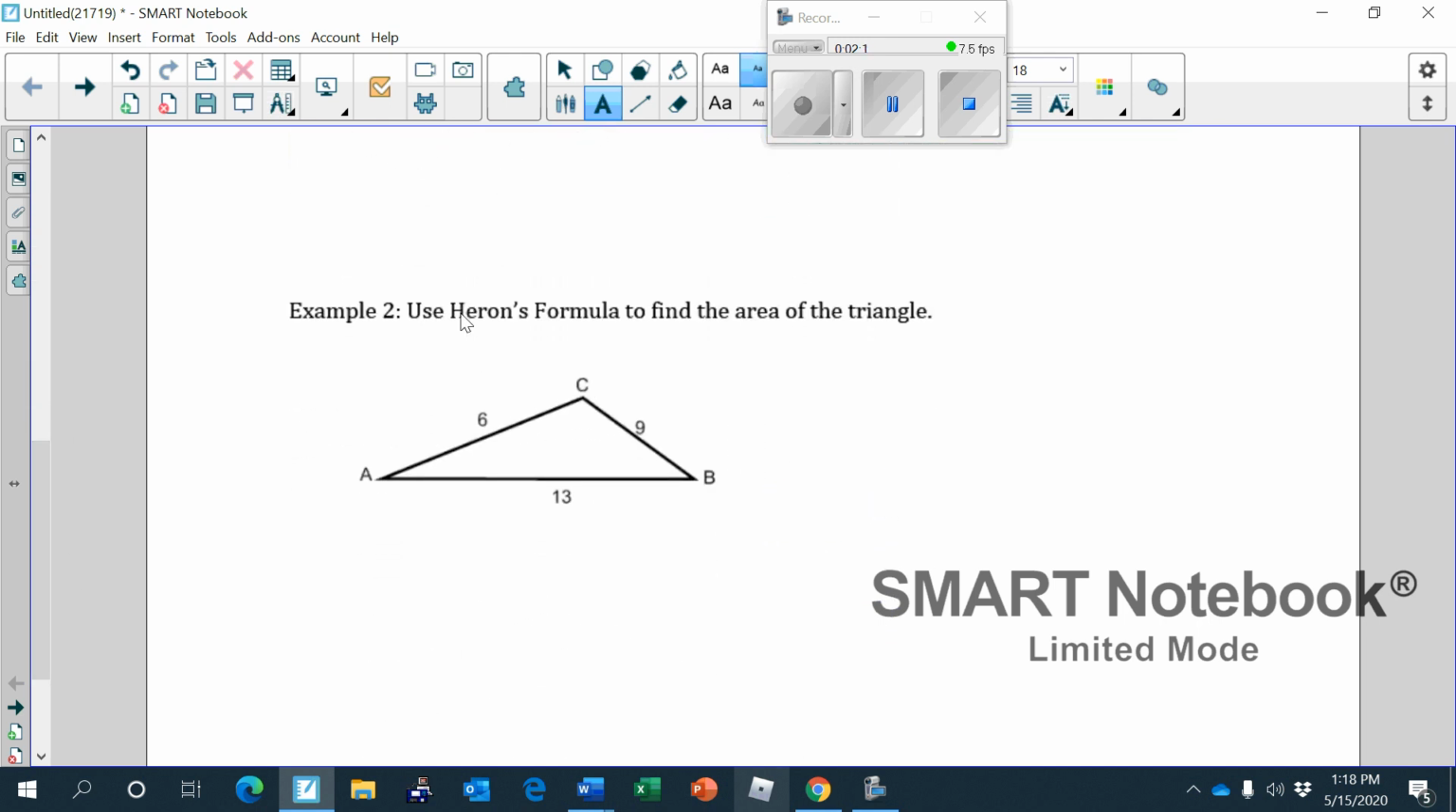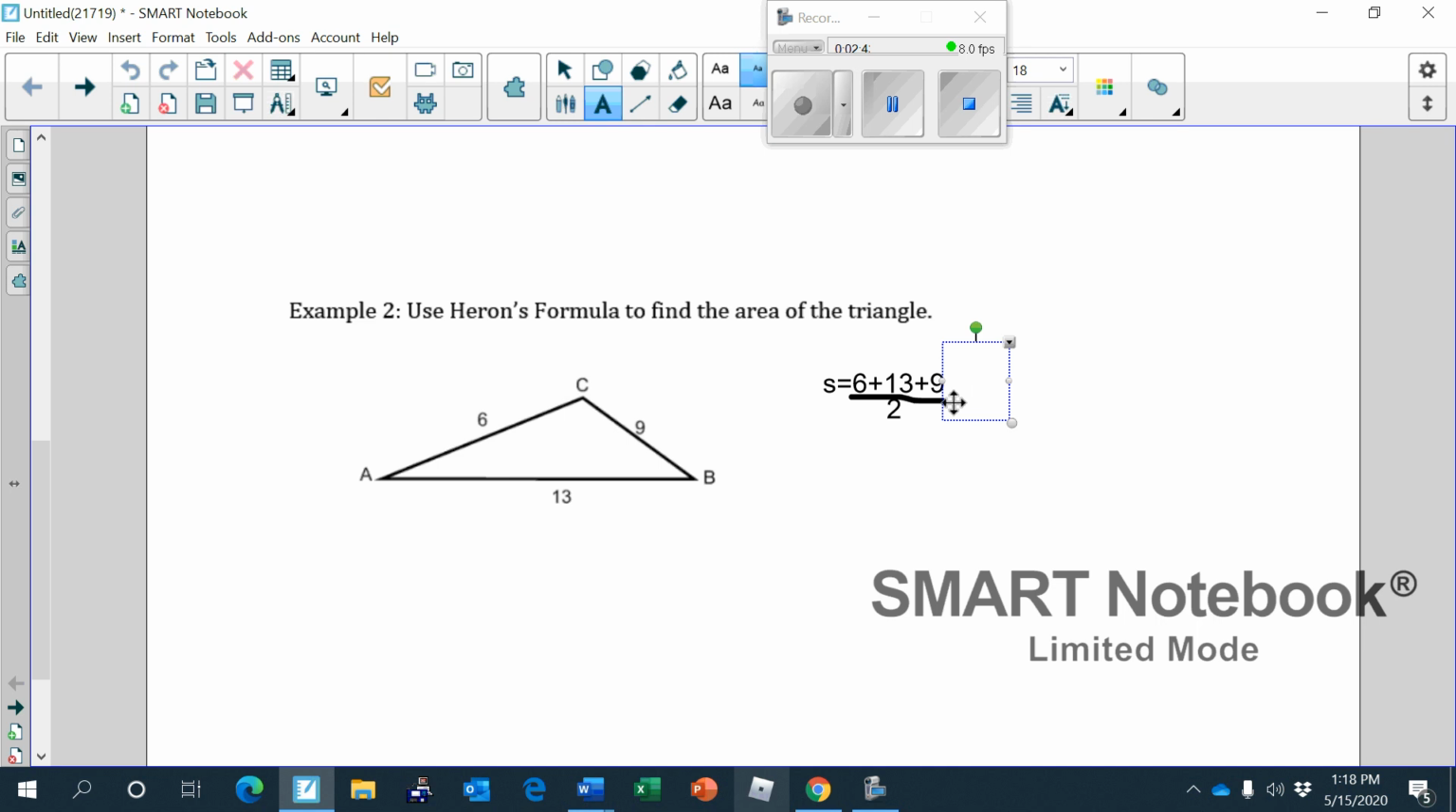And now it says to actually use Heron's formula to find the area. So the first thing, again, you're doing is finding the S, the semi-perimeter. So let's write S equals, and we're going to do 6 plus 13 plus 9. And then again, we're dividing that by 2 because it's the semi-perimeter.